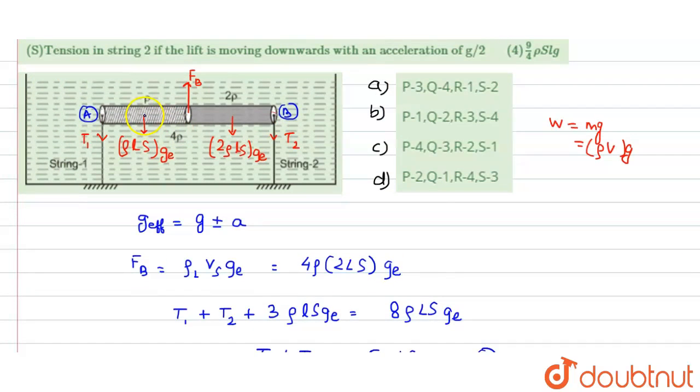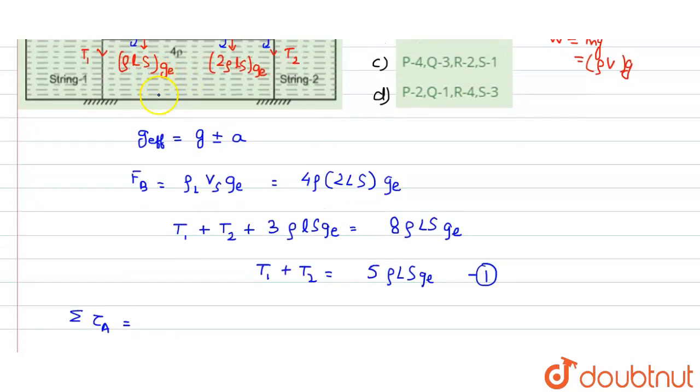Now what are the torques? If we calculate the torque about this point, it would be turning in the clockwise direction, this also clockwise, this also clockwise, but this would be turning in the anti-clockwise direction. So for this, the torque would be positive. For this torque we are taking negative. So it would be equal to rho L S G effective. This is the force multiplied by the length. It would be acting just at the middle, so it would be L divided by 2.